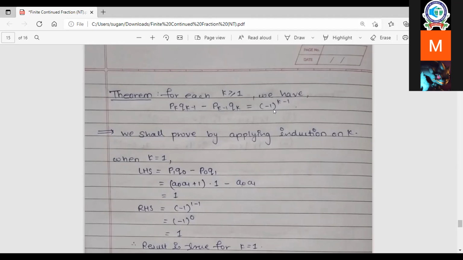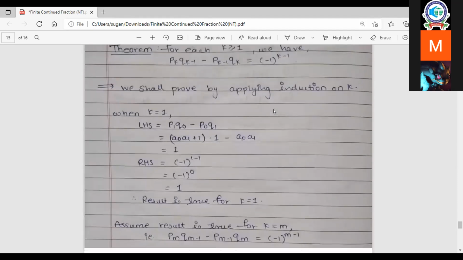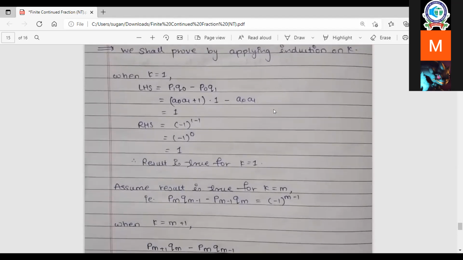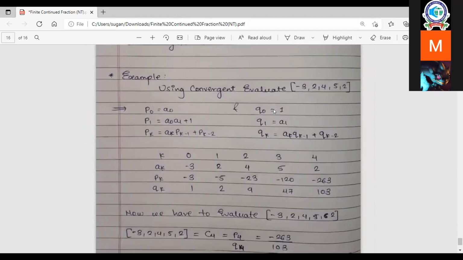So these are consecutive convergents, P0 Q0, P1 Q1. On finding the determinant, you will get only plus 1 or minus 1, alternately plus 1 and minus 1 comes. That also you see, right? Yes, sir. Fine, we'll stop here. Thank you, sir.